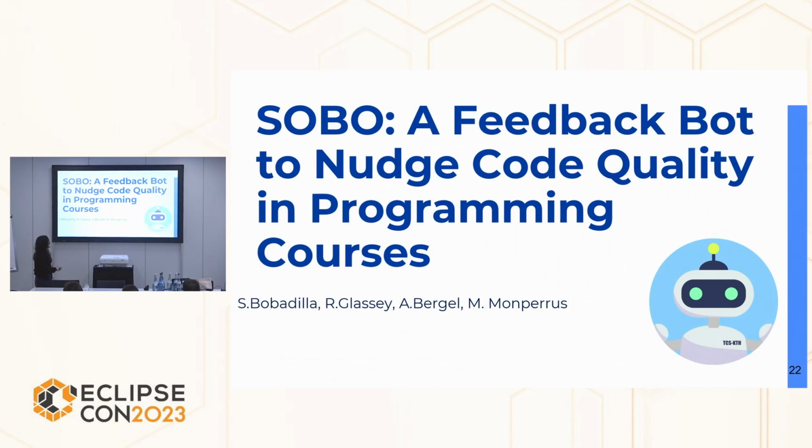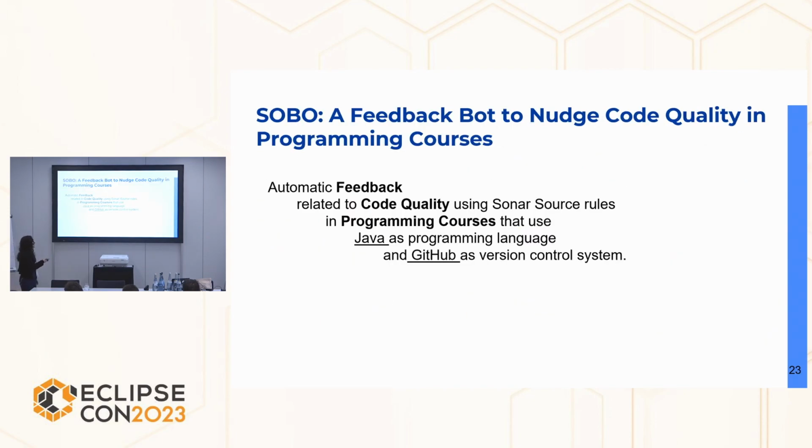And that's why we created SOBO. Again, SOBO is a feedback bot to nudge code quality in programming courses. I would like to emphasize that it's a nudge bot. Our main goal is to lead students into being aware that they have to choose the right names and do things properly, and not necessarily to completely change their behavior. In one phrase, SOBO provides automatic feedback only related to code quality on programming courses that use Java as the programming language and GitHub as the version control system.